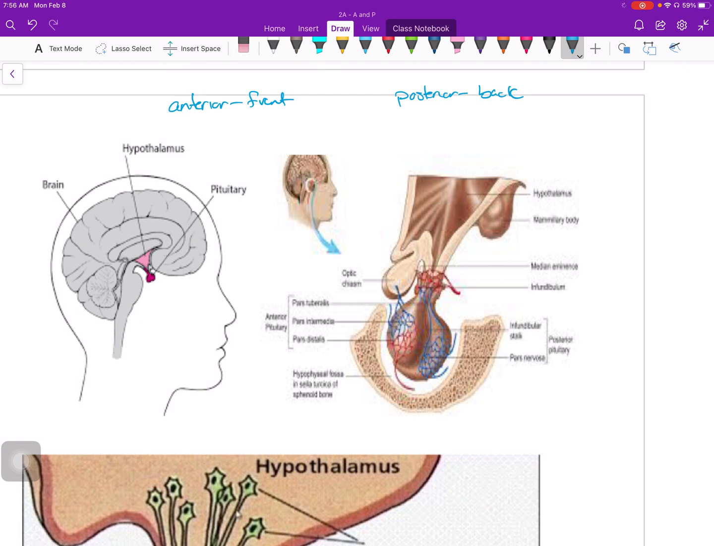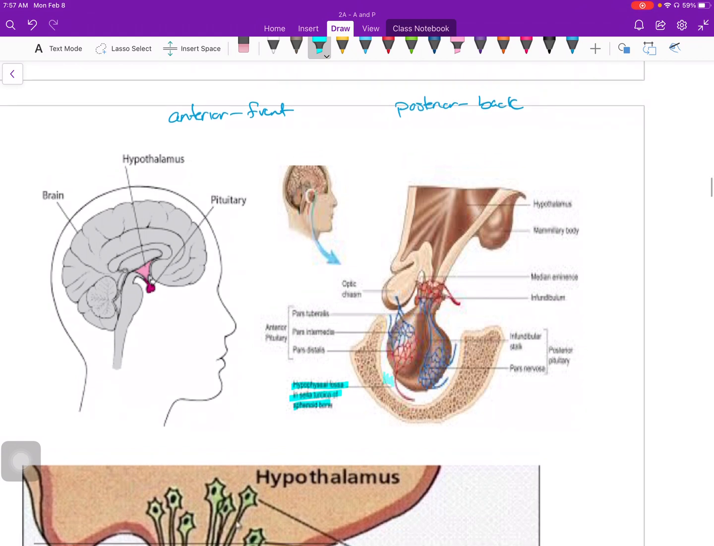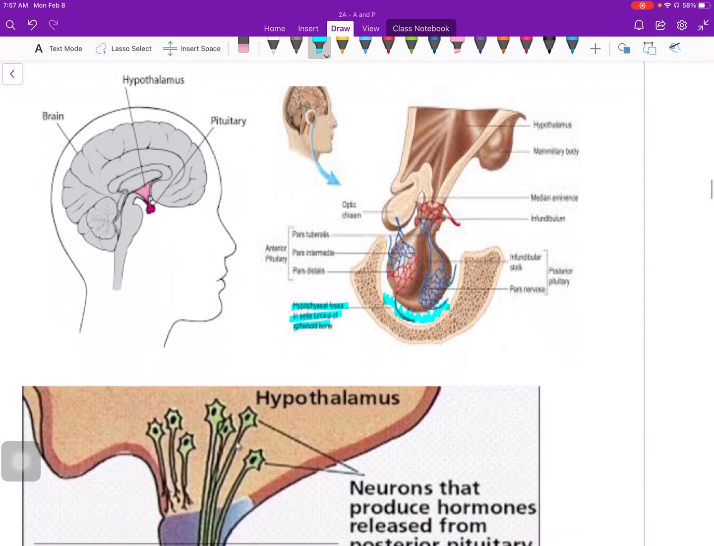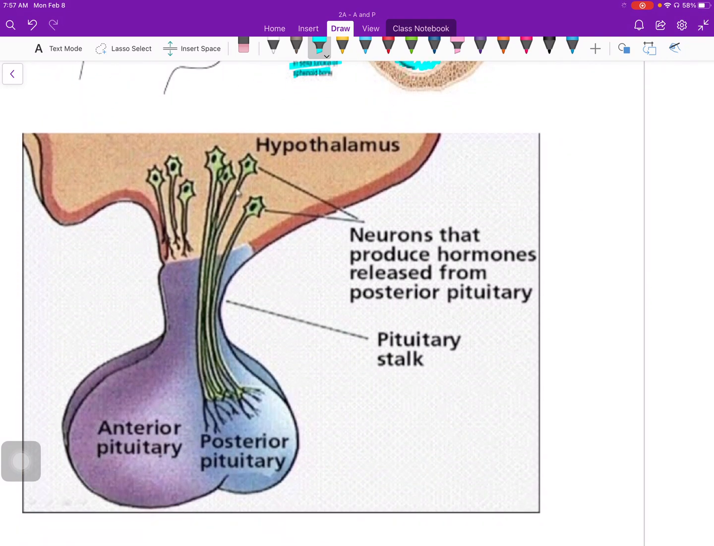You can see how the pituitary hangs off of the hypothalamus via the infundibulum. You can see the anterior and posterior pituitary, the different types of tissue that it is made of. And right here, what we're looking at is the sella turcica. Right here, this is the hypophyseal fossa, or the sella turcica, that saddle that sits in the sphenoid bone.